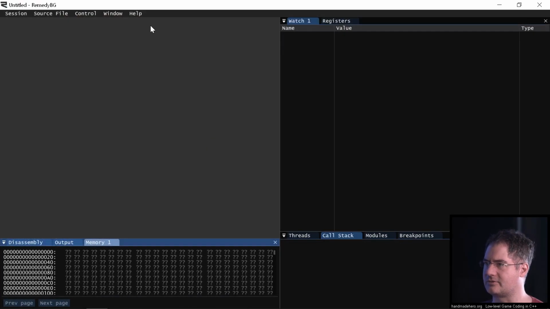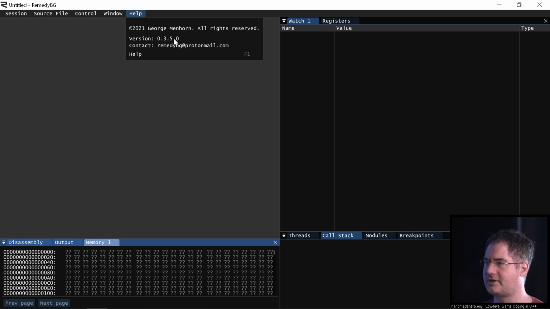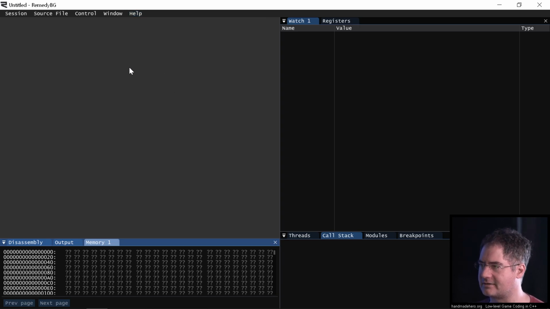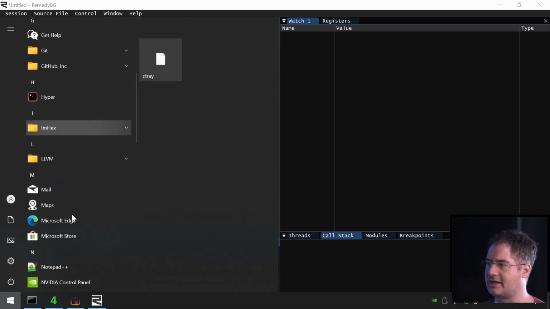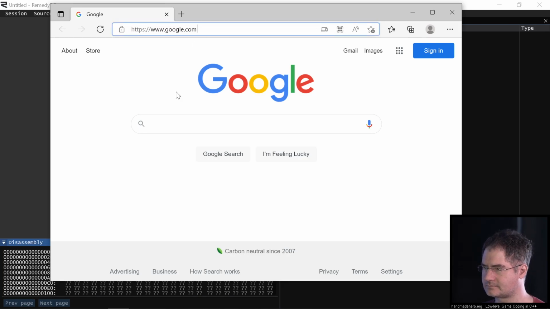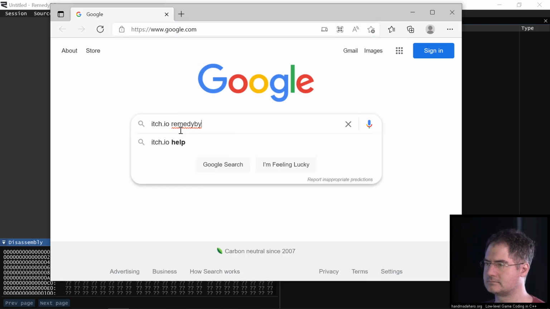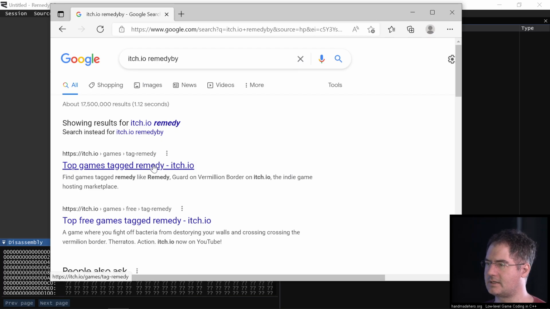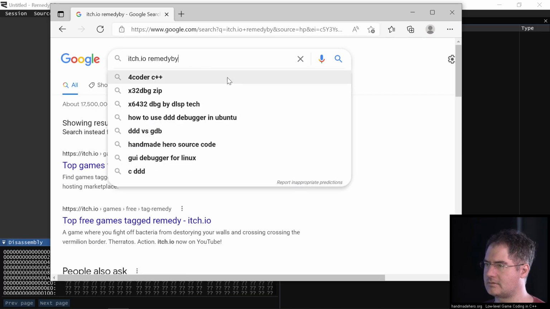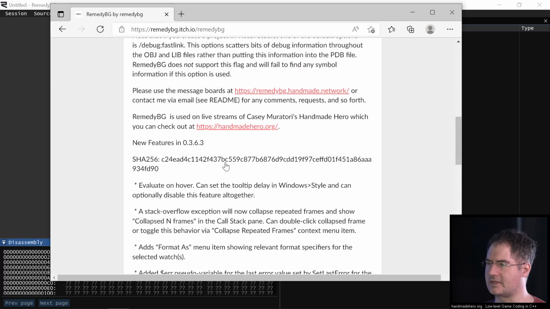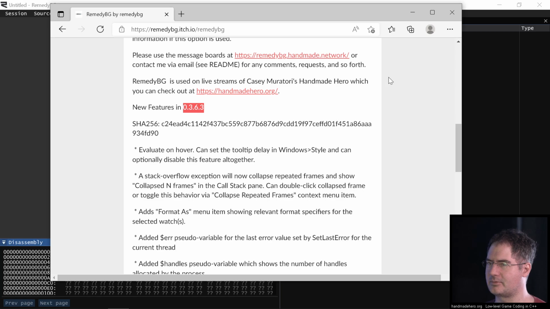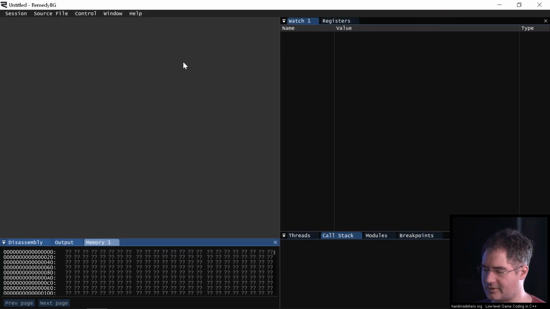What version of Remedy am I using? I may have to update. 3.5. Oh, yeah. I should probably update that at some point, because that's a bit out of date. The actual current version is like 3.6.3, and I'm on 3.5. I'll have to remember to do that. We're way out of date.